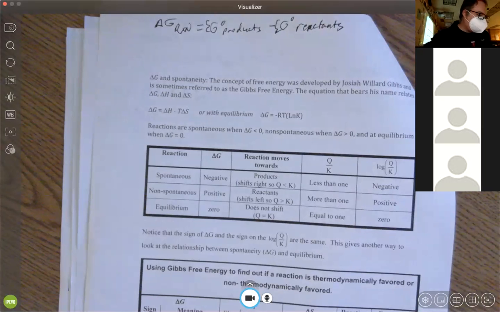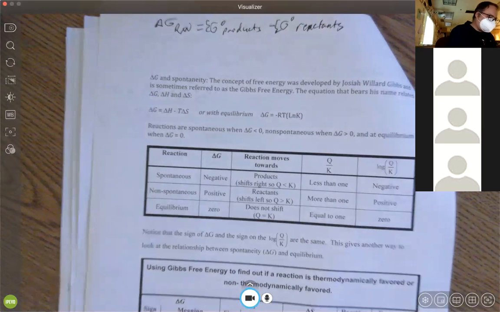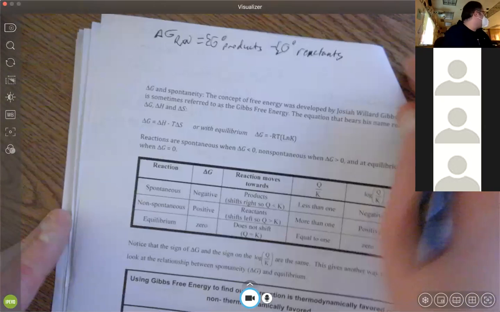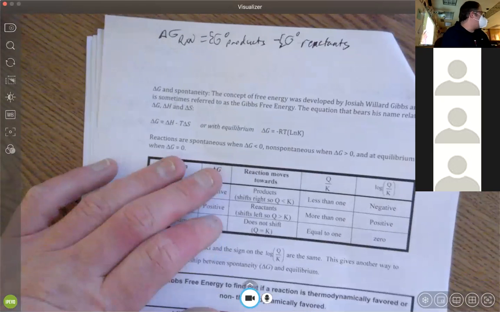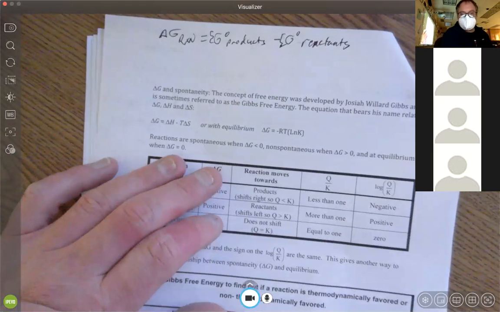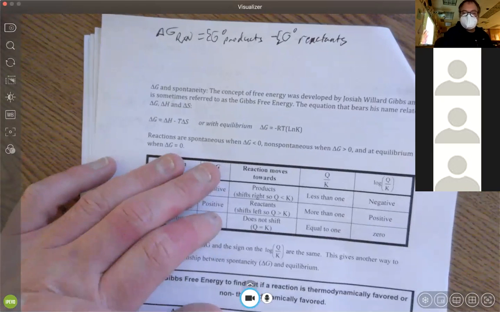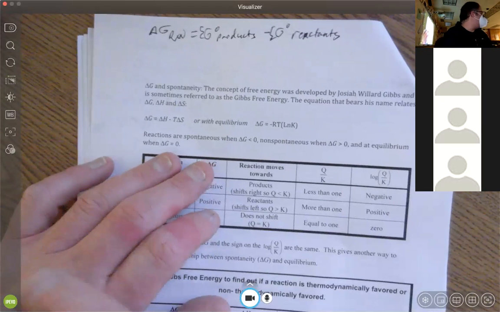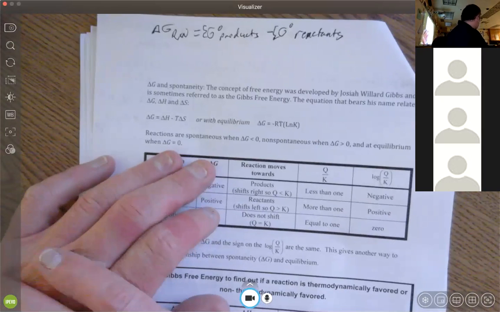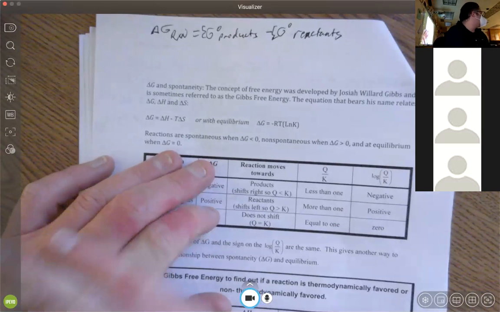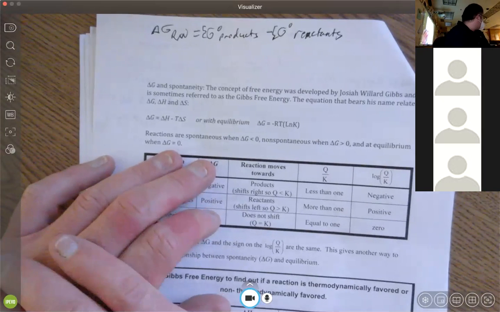Gibbs free energy is basically the energy that is available to do work. It's the energy that you can't contain. It's the energy that is given off whenever a reaction occurs, like for example an engine warming up. You could use that to do something.